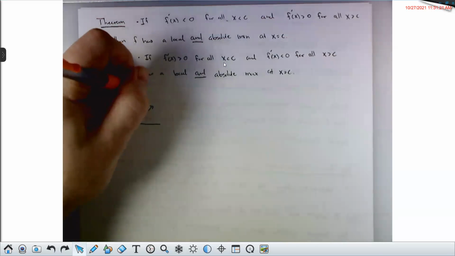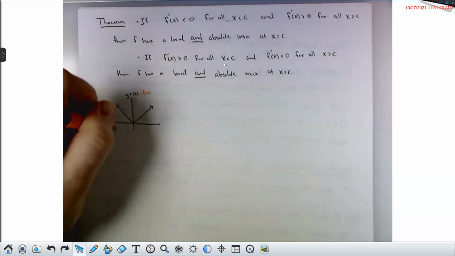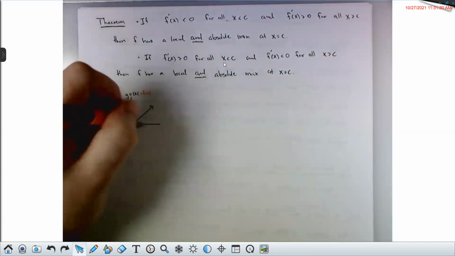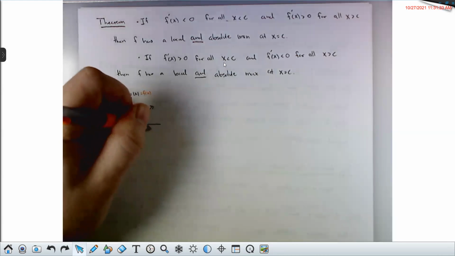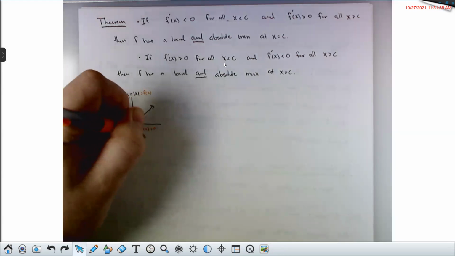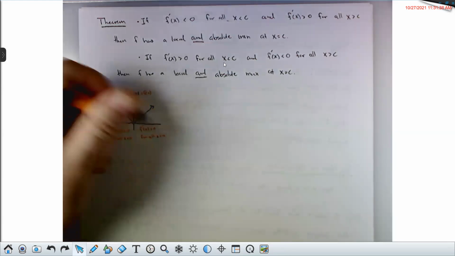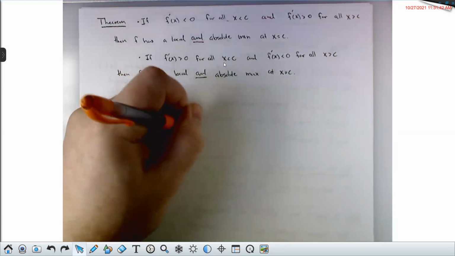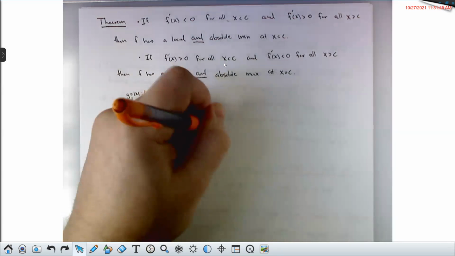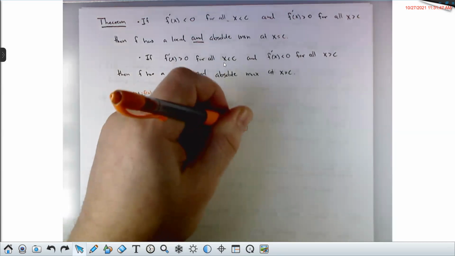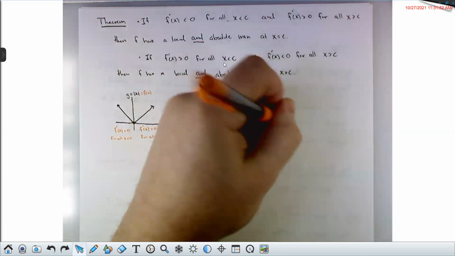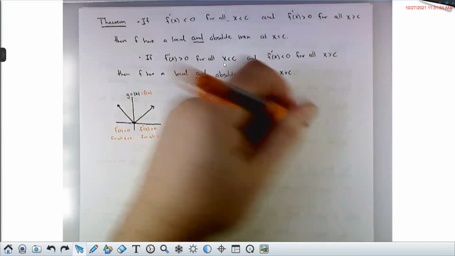Call this thing f of x. Then f prime of x is less than 0 for all x less than 0. And f prime of x is greater than 0 for all x greater than 0. Therefore, f of x equals the absolute value of x has a local and absolute min at x equals 0.